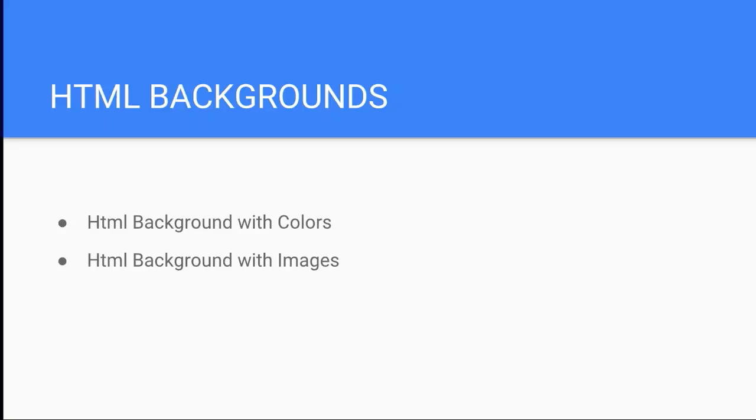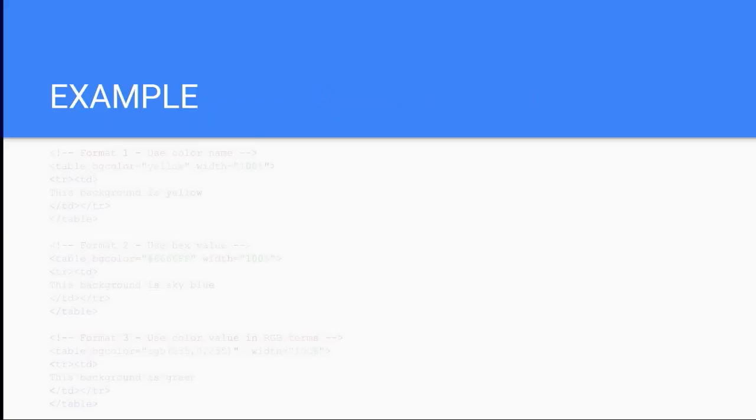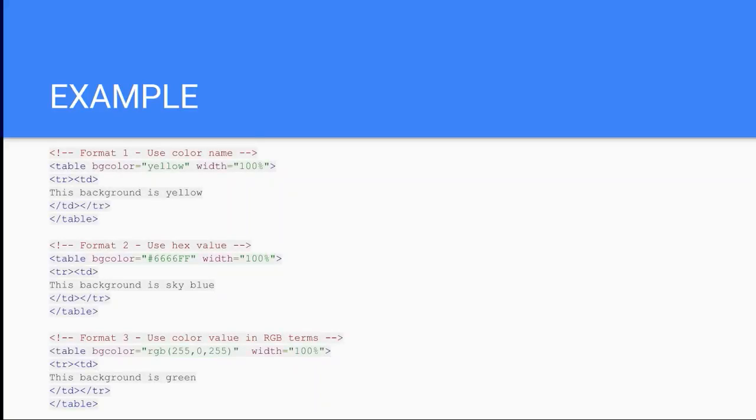Okay, let us discuss HTML backgrounds with color. The bgcolor attribute is used to control the background of an HTML element, specifically page body and table background. Let us have a look at the example. So, this is the example.